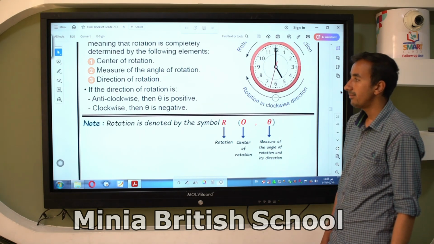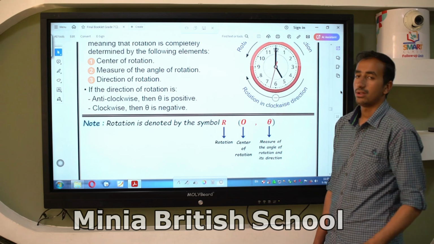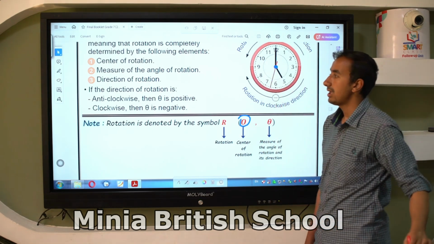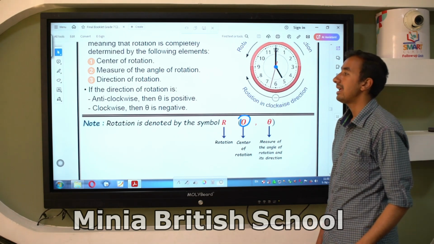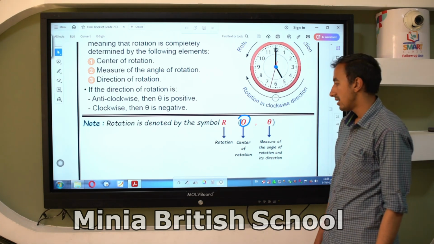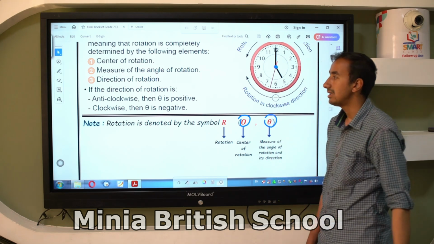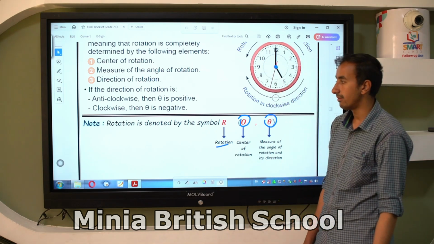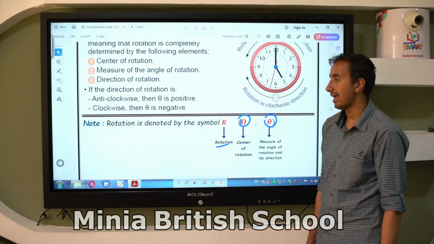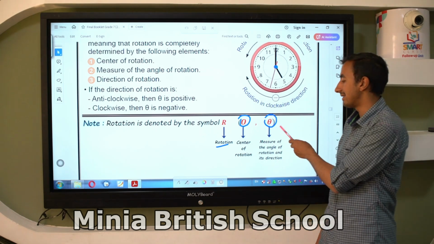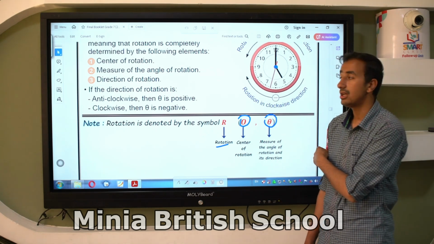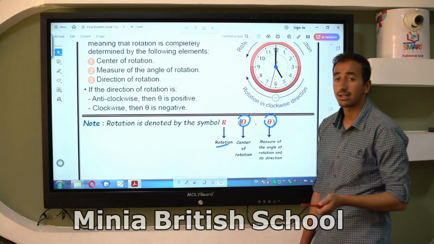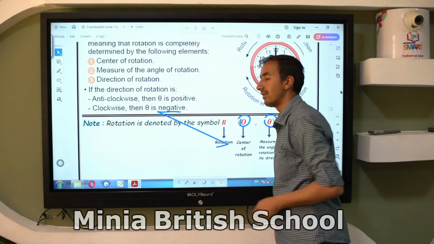And note we have here the center of rotation, the center point. Then the measure of an angle of rotation, and here the direction of the rotation. The directions are clockwise, which is negative, and anti-clockwise. You can write the measure of the angle of rotation here: if it is anti-clockwise, theta is positive, but if it is clockwise, theta is negative.